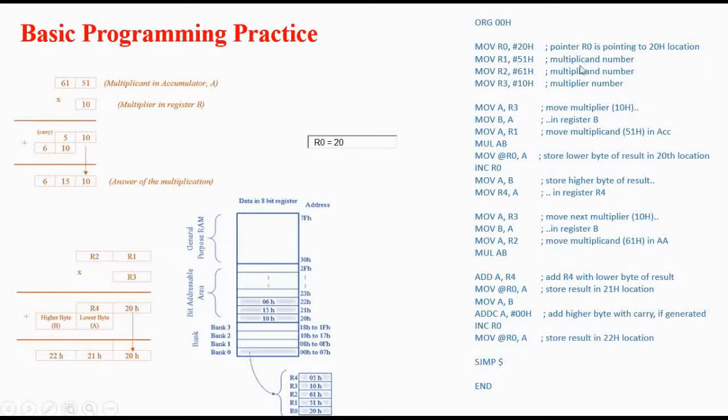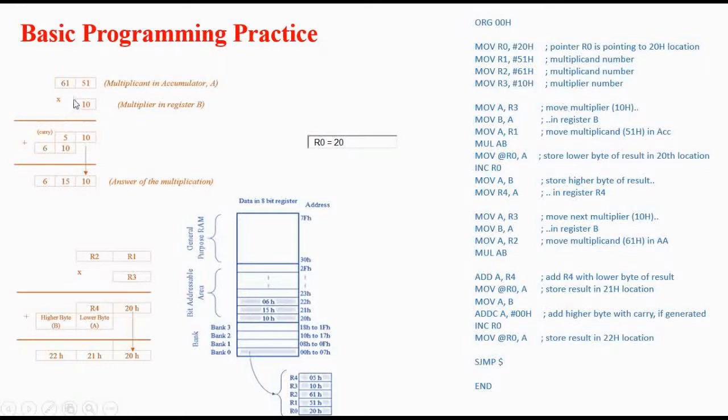Then the multiplicand number will be put, that is 51. So this number will be put in R1. So R1 has 51. Then R2 should have 61. So R2 is having 61, and that 10 number should get moved into R3. So 10 is there in R3. Now we have set all the things.